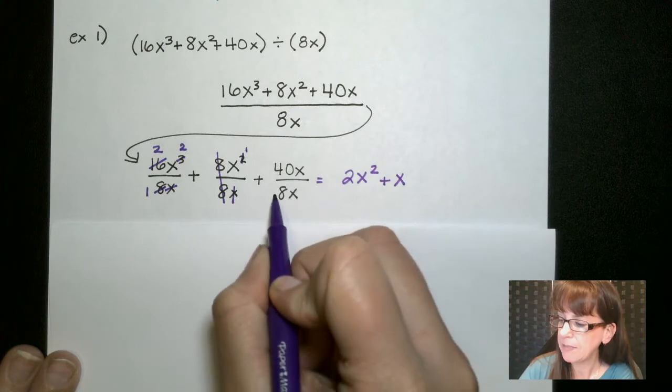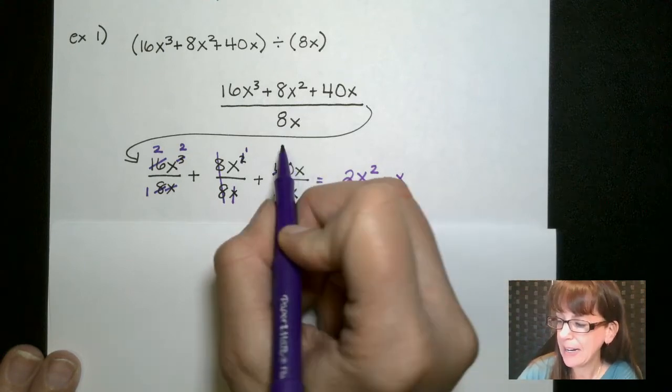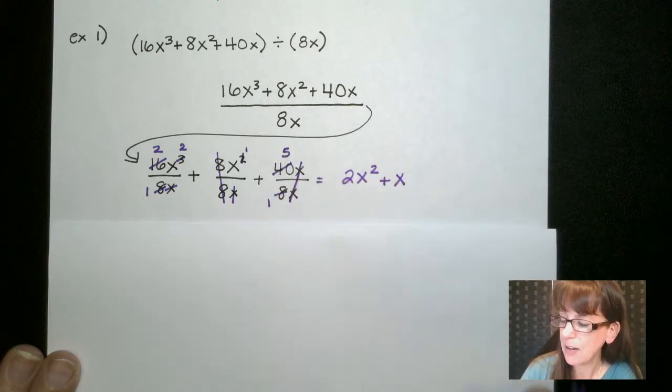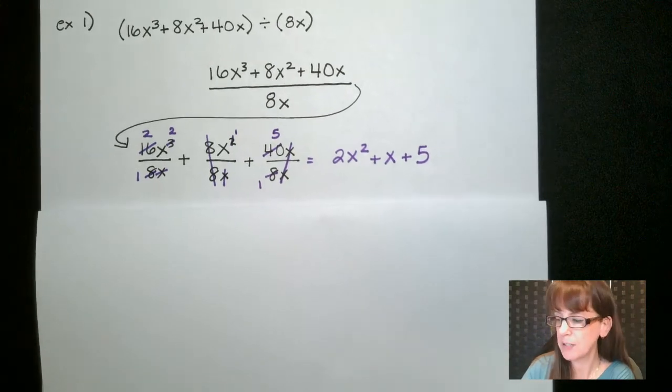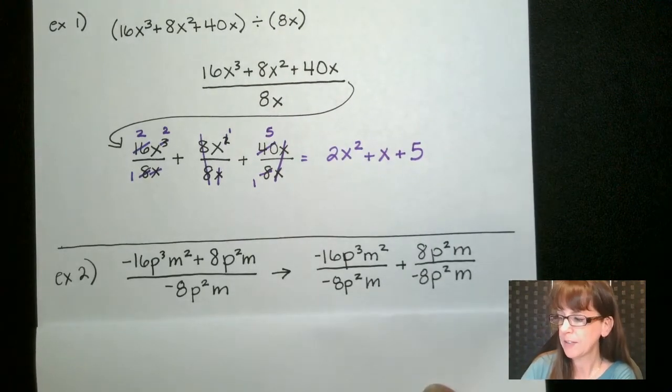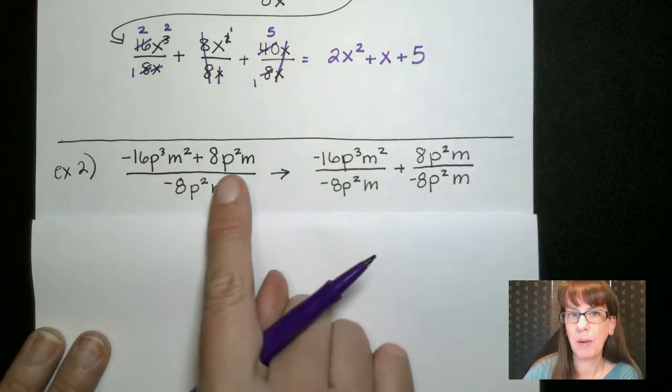Now over here, I divide by 8, I get 1. Divide by 8, I get 5. Cancel those x's out, and I'm left with just 5. And there you go. We've just divided that polynomial by that monomial. Let's do another example. Okay, so here is the problem here.